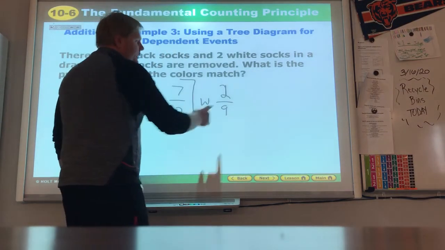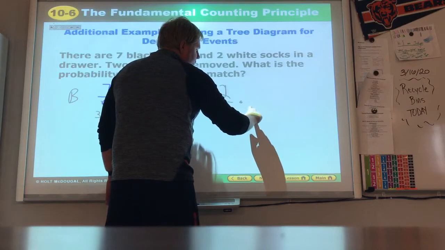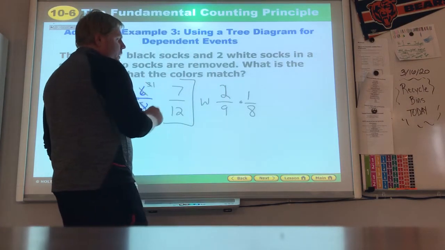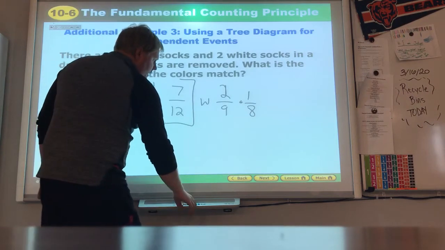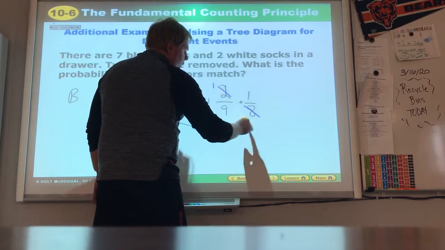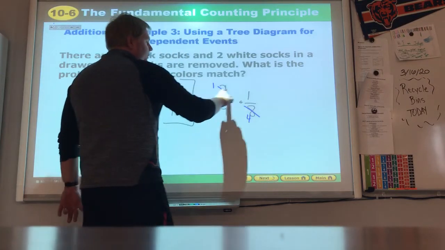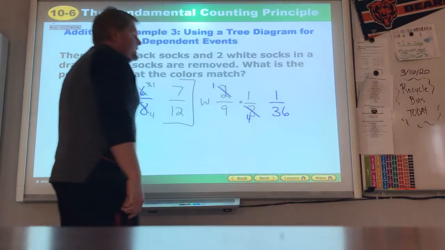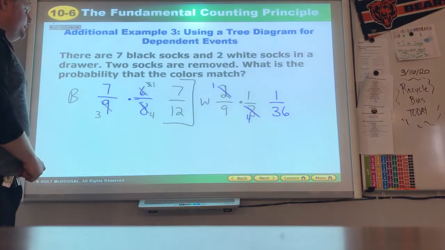Okay? That second time I've already drawn, so there's 8 socks left and only 1 white sock left. There's a 1 out of 8 chance. Now I am going to reduce before I multiply. That becomes a 1, that becomes a 4. 1 out of 36 is my chance for getting that.